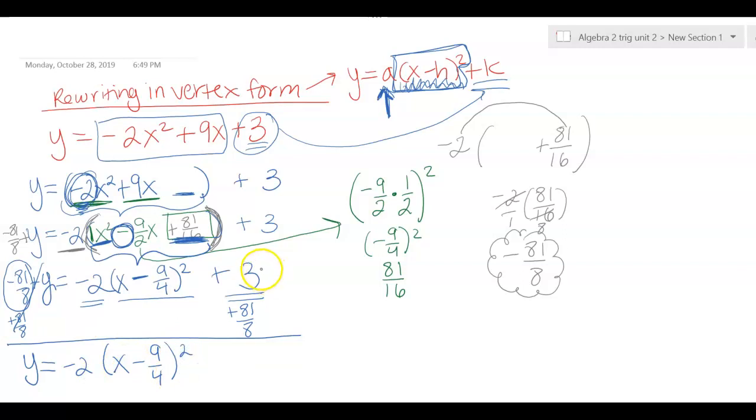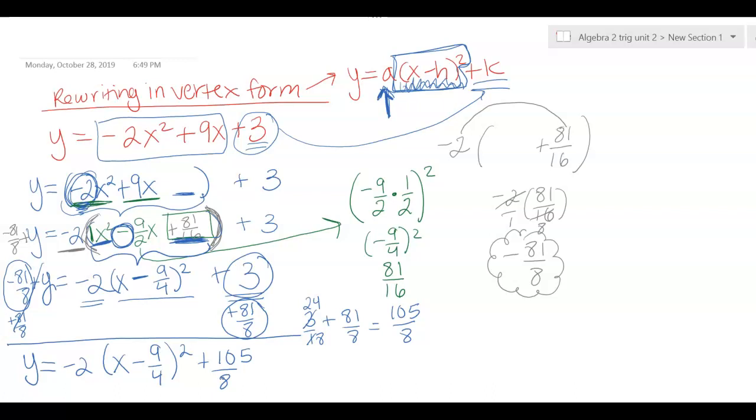And then this constant here will actually be whatever I get when I combine 3 with 81 over 8. So I'm going to think about what that is over here. I'm going to make common denominators to add them together. And so then that becomes 105 over 8. And so that would complete my equation in vertex form. So this is rewriting in vertex form.